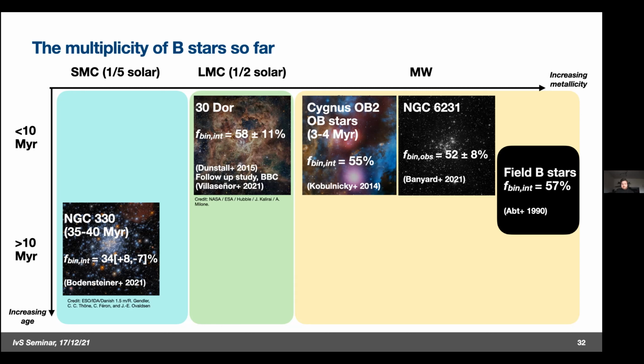One that has been corrected for this SB2 bias, as I detailed, was NGC 330. This is a much older cluster, of 35 to 40 million years, compared to 2 to 7 million years for NGC 6231. And you see it has a much lower binary fraction of 34%. However, this is in the SMC, so we can't disentangle the effects of age and metallicity here on the binary population. But it could suggest that the binary fraction decreases with age, potentially due to things like post-interaction products, like mergers, which can reduce the binary fraction over time.